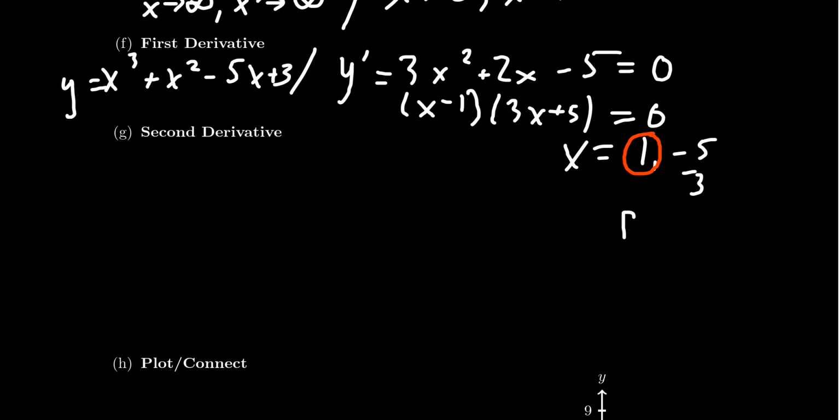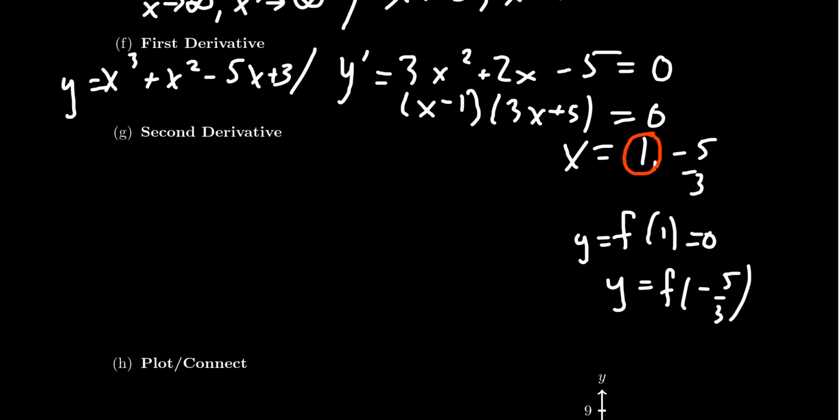So we are going to have to compute y equals f of 1. We already know that's 0. We also have to compute y equals f of negative 5/3. That one's not as obvious. You'll have to do a calculation there. It's going to turn out to be 256 divided by 27. Feel free to use a decimal right here if you want to.